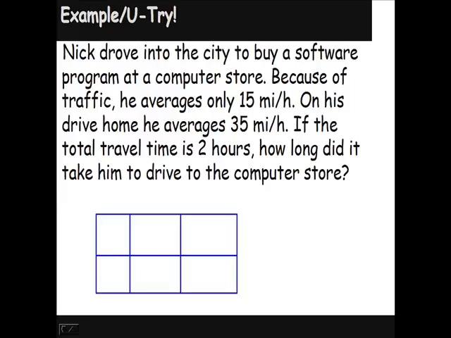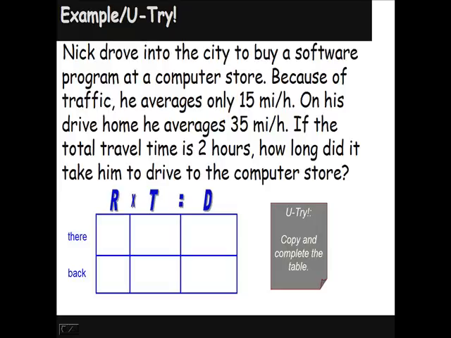Let's set up a table to organize the information. We know that rate times time equals distance. We know that we're talking about a trip to the store, the trip there, and a trip back home. Go ahead and copy this table and complete it, and then we'll see how you did. So go ahead and press pause here and do that.